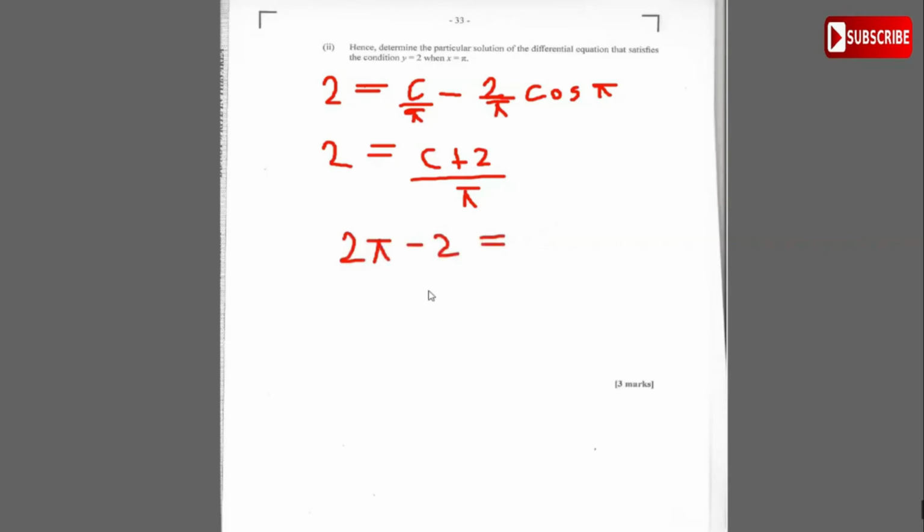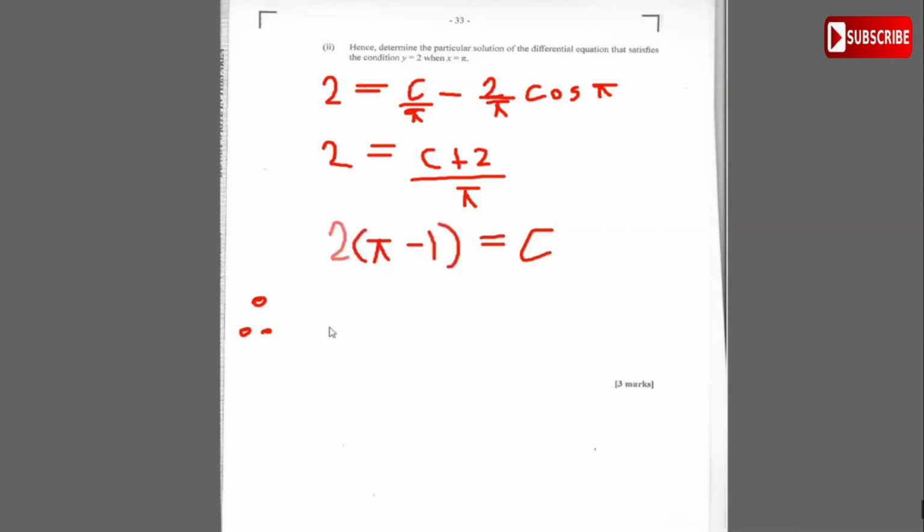So since that is c, what I'm going to do is factor out the 2. Let's write c as 2 times pi minus 1. This looks better. Let's write it in a prettier form as 2 bracket pi minus 1.